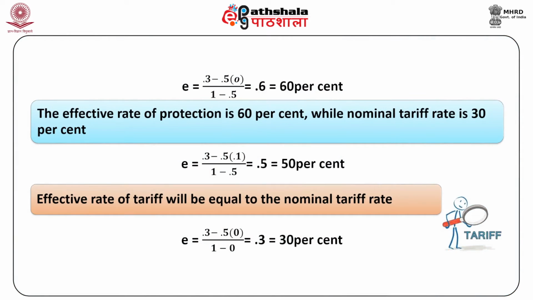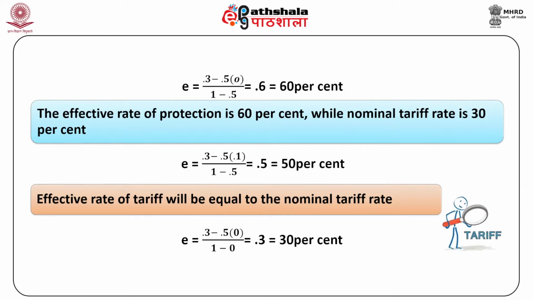Suppose the value of α is 50% and the value of R is 0. Then what will be the effective rate of protection if the nominal tariff rate T on the imported good is 30%? E = (0.3 − 0.5 × 0) / (1 − 0.5), which is equal to 0.6 or 60%. In this case, the effective rate of protection is 60%, while the nominal tariff rate is 30%.